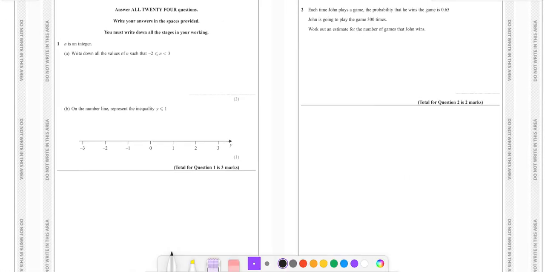Write down all the values of n such that -2 is less than or equal to n, that's what that extra equals there, is less than 3. So -2 is allowed, and then we've got to be bigger than -2, so that's -1, 0, 1, 2, but not 3. And we know that n is an integer, and that means a whole number.